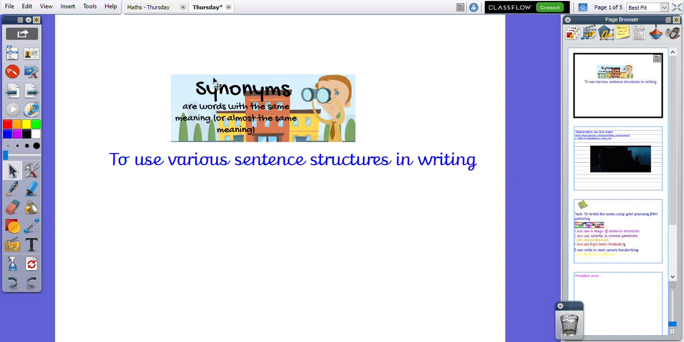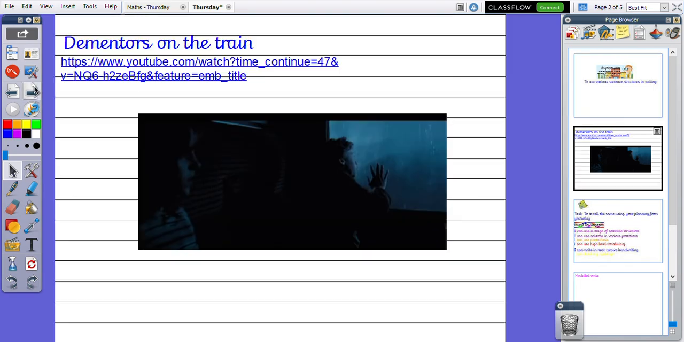Hi everyone, today we are going to be using your plan from yesterday to write your recount or your retell of the Dementor on the train scene. So the first thing I would like you to do is re-watch the YouTube clip of this scene to refresh your memory, so that when you are writing today you can be thinking of all the vocabulary and all of the detail you can see in this scene as you are writing. Okay? When you've done that, come back here.